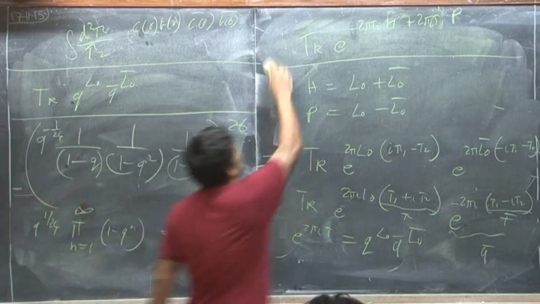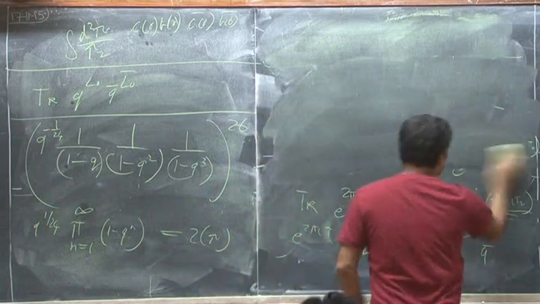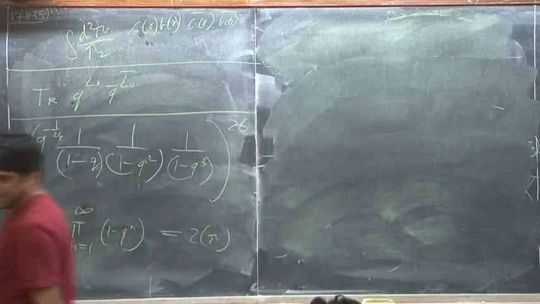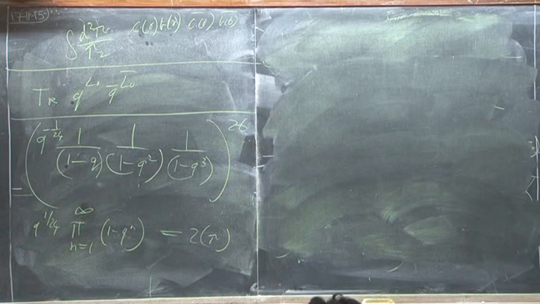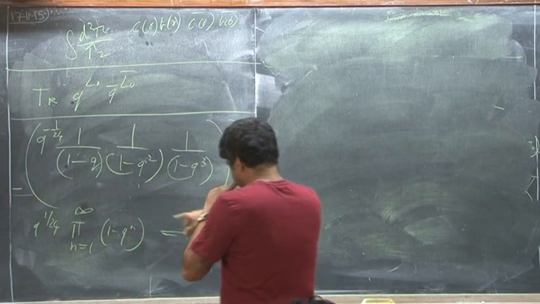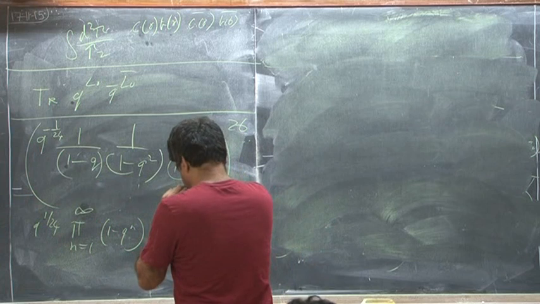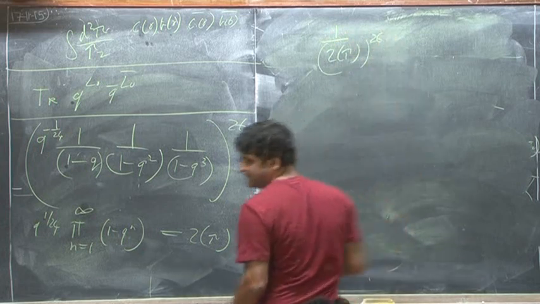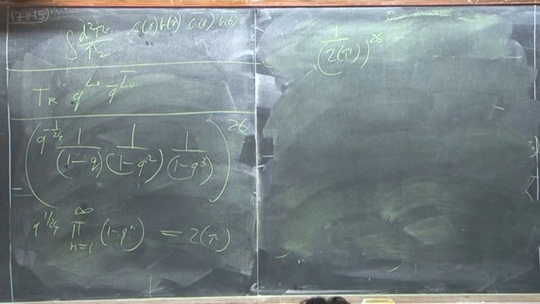Now, this definition therefore tells you that we get one over eta of tau to the power of 26. I just hope that I got this 1 over 24 right.